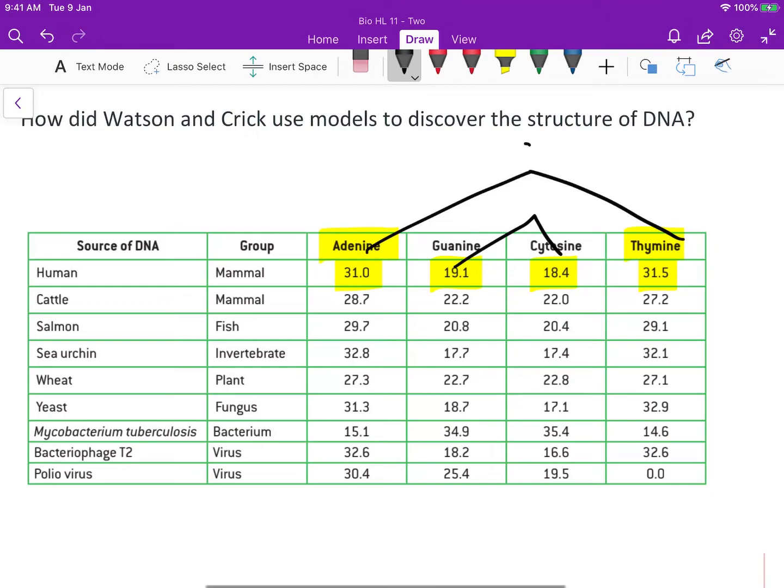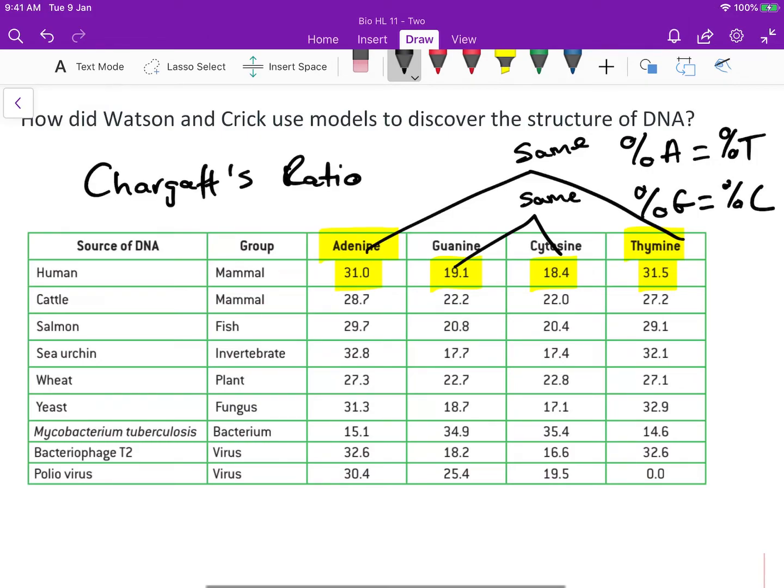They are the same. So the percentage of adenine equals the percentage of thymine, and the percentage of guanine equals the percentage of cytosine. And so that suggests that they bond together. And so this is one piece of evidence that they used. So this was known as Chargaff's ratio. So Chargaff's ratio is the idea that A equals T and G equals C.